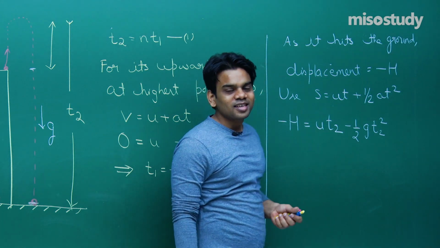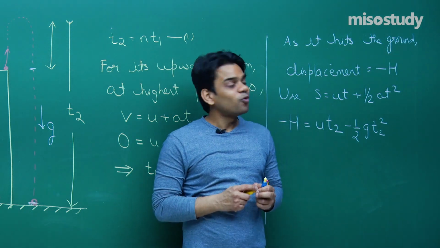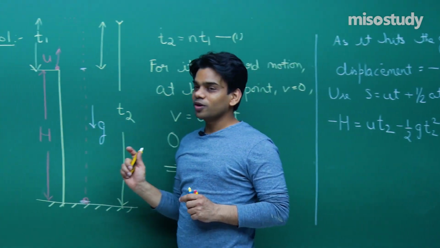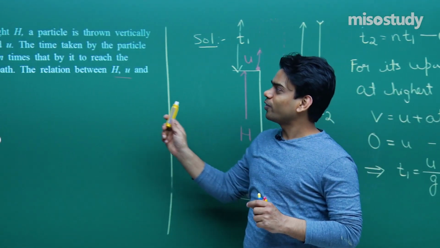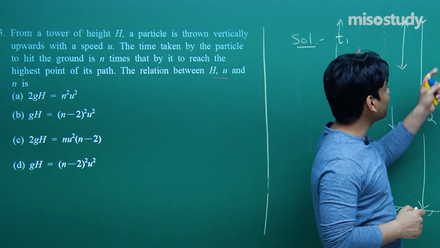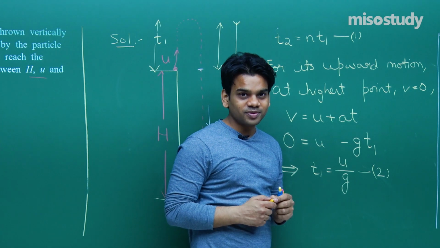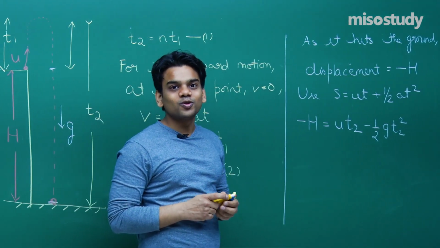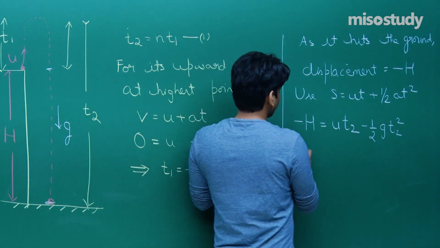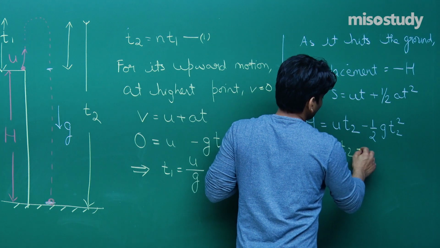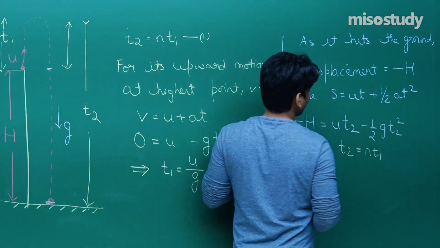So we got this. Now you see here what we can do from here onwards. You just observe this statement. The first thing we have to find is a relation between h, u and n. And it's given that t2 equals n t1. So can we use from equation number 1 the value of t2 equals n t1? So I am using t2 equals n t1. See what we are going to get?